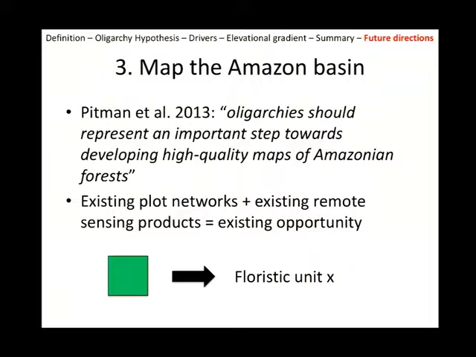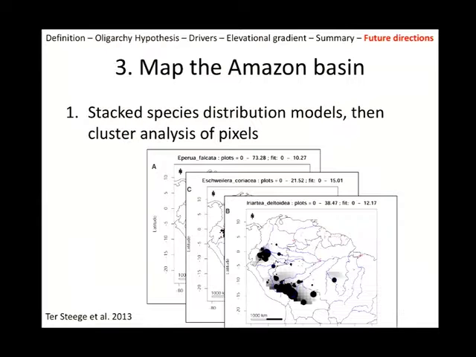To draw a map, or a floristic map, is basically to assign each pixel in the Amazon to a floristic unit. And there are two approaches to do so. The first one is to take 300 or 500 of the most common species and do a species distribution model for each of them. Then stack all those models together and estimate the relative abundance of these common species at each pixel.